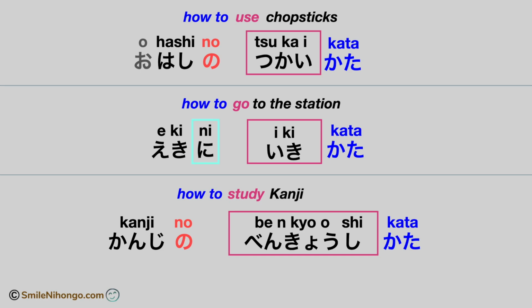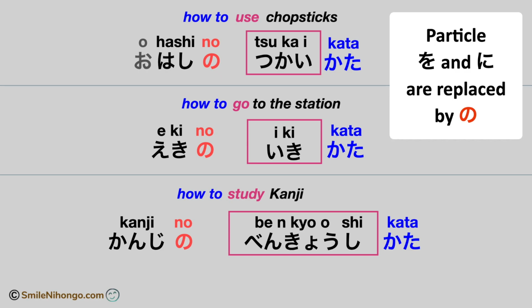Now, when you have a destination like the second phrase, go to the station, you can also replace the particle ni with no. So, how to go to the station, meaning how to get to the station in Japanese, is 駅の行き方。So, this is the first thing that I want you to remember. When you say how to, kata, the original particles o and ni are replaced by no, as you see here.